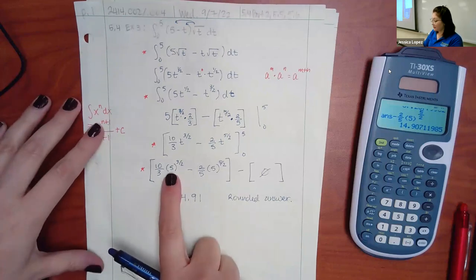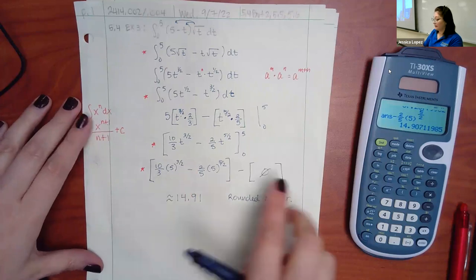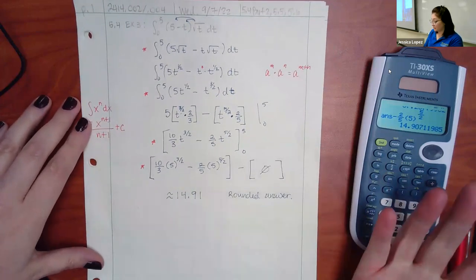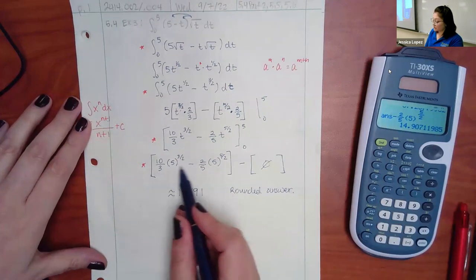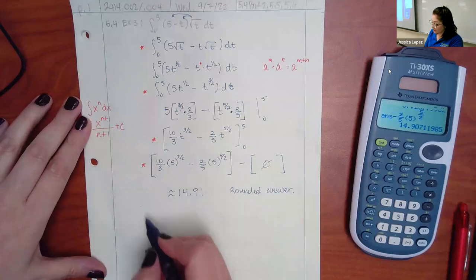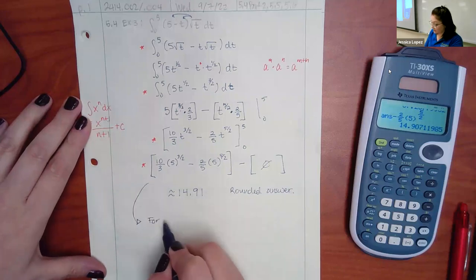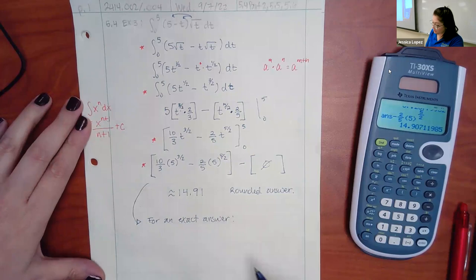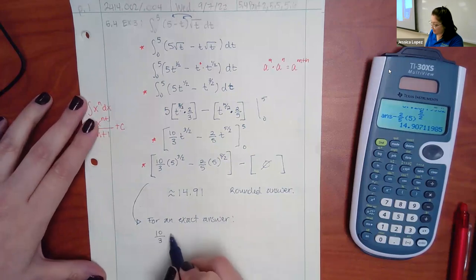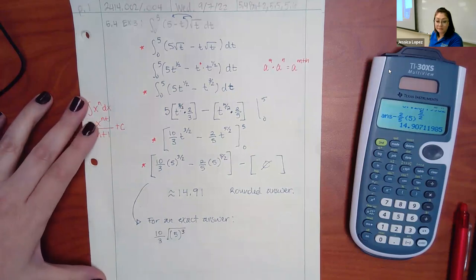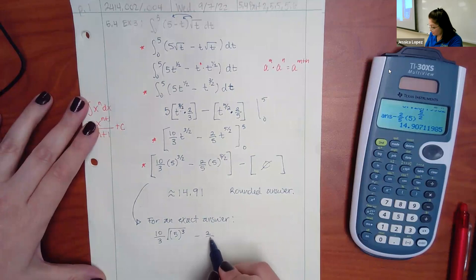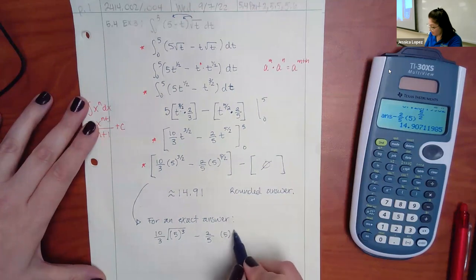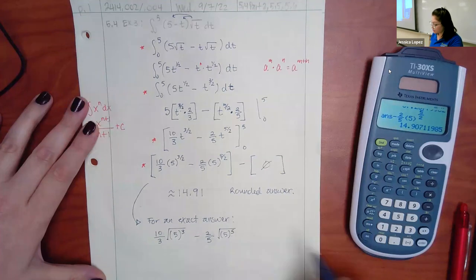But when I type this in my calculator, it just automatically put it into a, what is it called? A decimal, okay? But this is actually a radical expression, and so is this one, okay? So if I were to ask for an exact answer, we do have to simplify that better, okay? So then this would be 10 over 3, and you basically have 5 with a square root, but a 3 on the inside. Then this would be 2/5, and then 5 with 5 and still a square root.